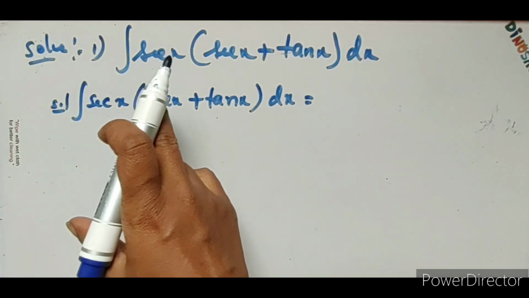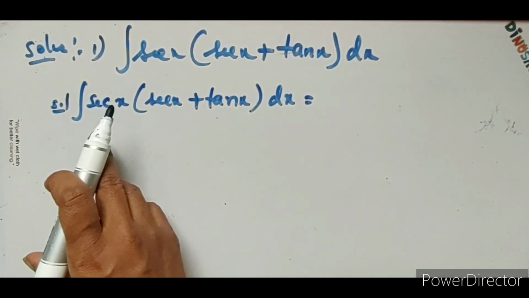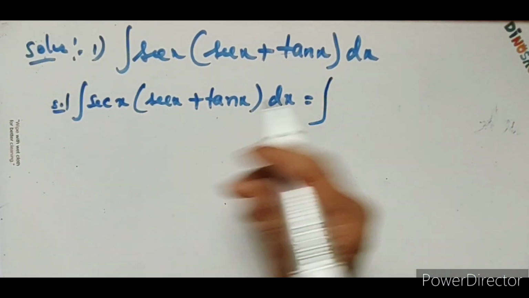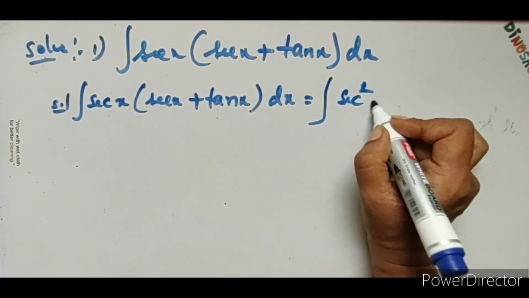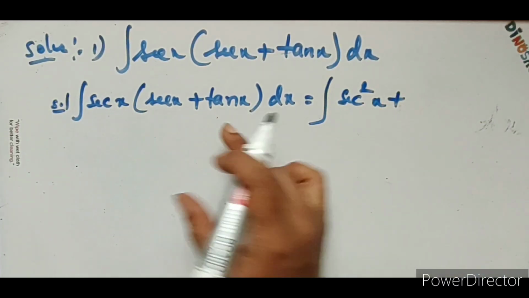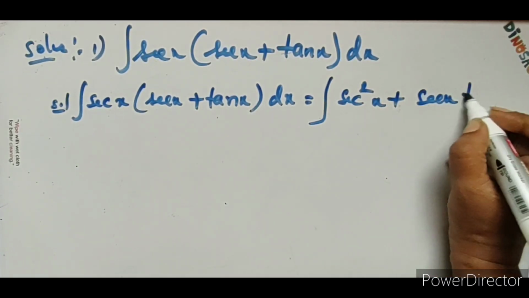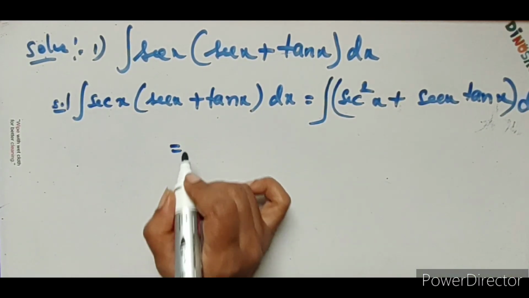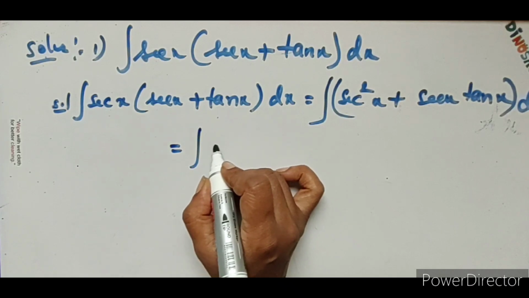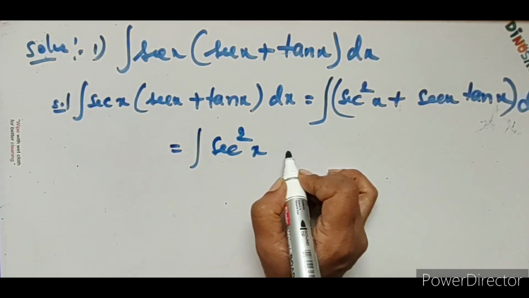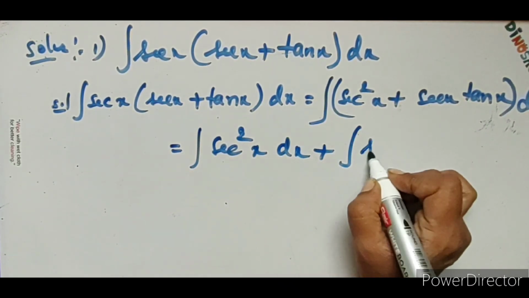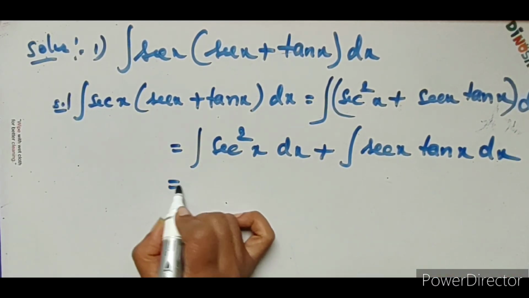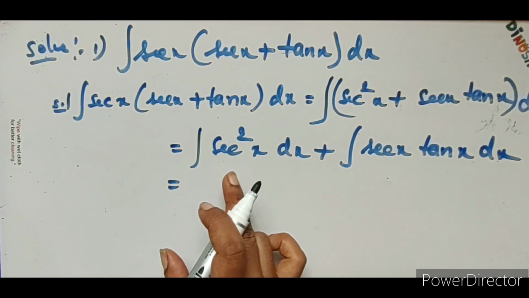Solve integration of secant x plus tan x dx. So integration of secant x into secant x plus tan x dx is integration of secant x into secant x, which is secant square x, plus secant x into tan x dx. So that is equal to, applying the property of integration, the integration of the first function plus the integration of the second function, secant x into tan x dx. So that is equal to integration of secant square x.